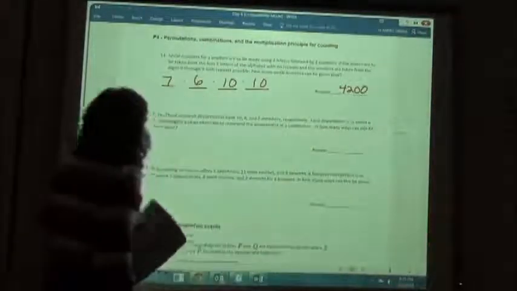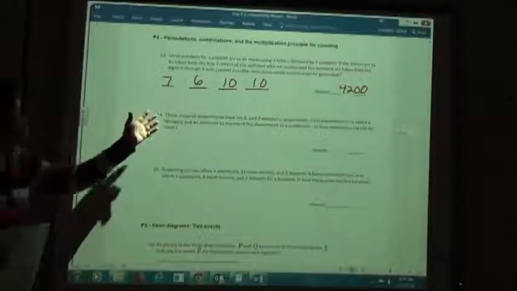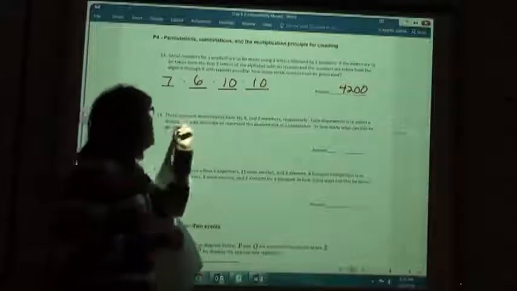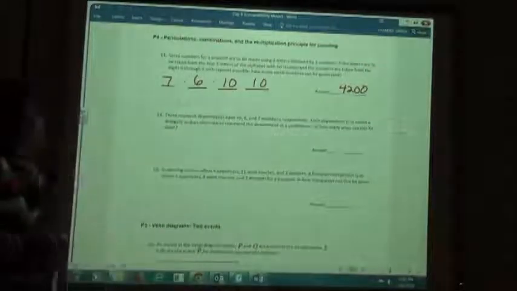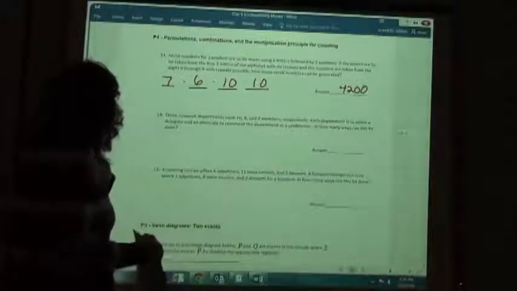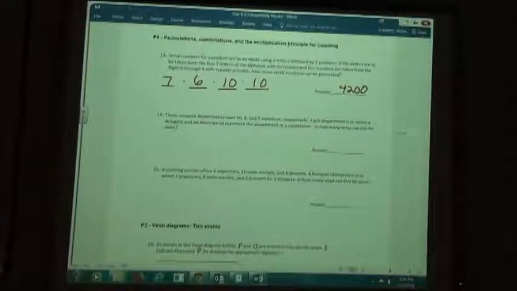Now they're going to use that fundamental counting principle with combinations and permutations by figuring out the answers and multiplying the 3, or however many things, together that I'm going to do. I have 3 research departments that have 10, 8, and 7 members respectively. Each department is to select a delegate and an alternate to represent the department at the conference. In how many ways can this be done?